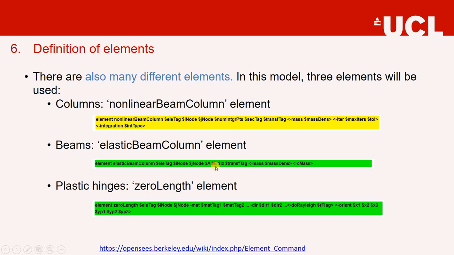And finally, we have the plastic hinges that will be defined as a zero length element that is basically a spring, in this case a rotational spring. You can determine what will be the degree of freedom that you want it to be acting on, what nodes it connects, and what material is characterizing. You can even have different materials for different degrees of freedom.